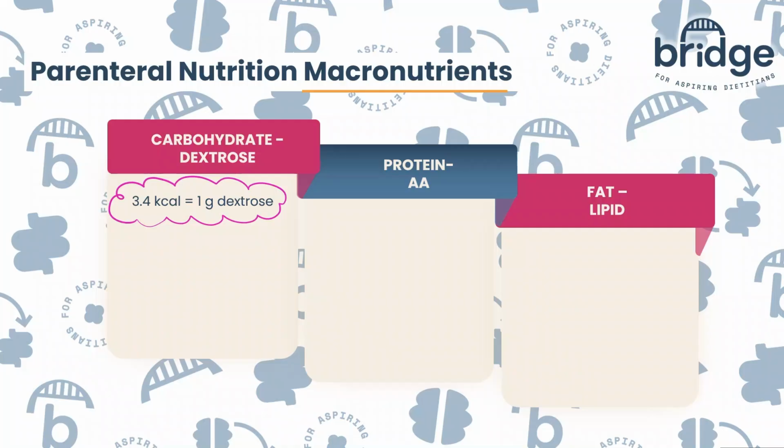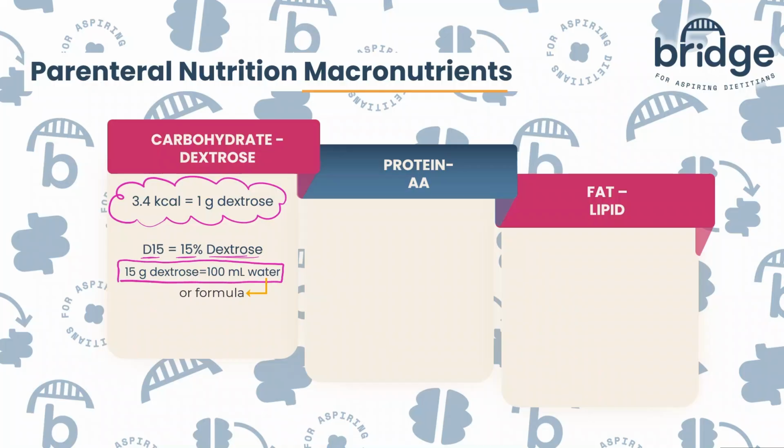Now, how we infuse the dextrose is given as a percent. If it tells you D15, then that means we're giving 15% dextrose. And we know what percent means. It means per 100. So 15% dextrose is 15 grams of dextrose in 100 milliliters of water. And this right here is an equivalent statement.